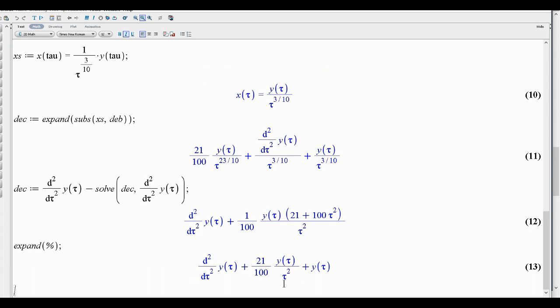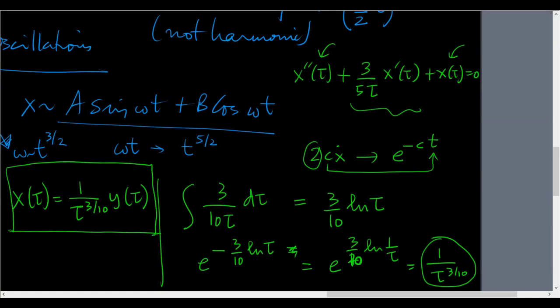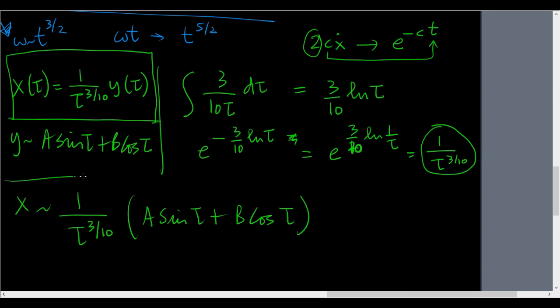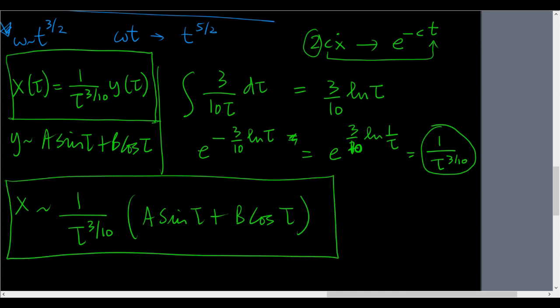We are interested in large tau. So if tau is large, 21 by 100 tau square is small compared to 1. Okay, and therefore for large tau we will drop this, and y is going to be a sine tau plus b cos tau. Okay, so we will come here and we say y is a sine tau plus b cos tau, which means x is 1 by tau to the power 3/10 times a sine tau plus b cos tau. That's the approximate solution.